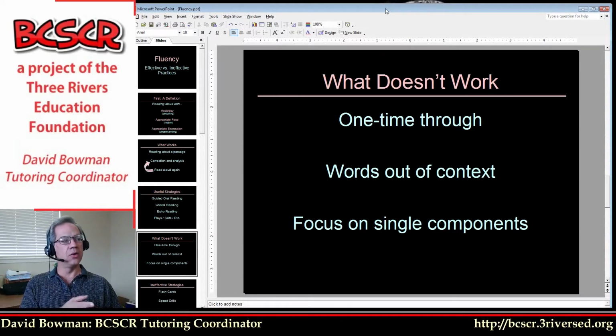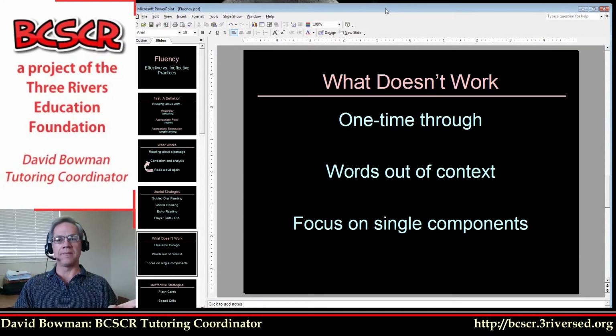So, what doesn't work? I've already alluded to these, but any kind of one-time-through reading is not going to get us that analysis, correction, and practice doing it right. If we are using flashcards or just looking at individual words, although that might help us with the decoding, it doesn't help us with the pacing, which is the rhythm, and it doesn't help us with the appropriate expression either. Words out of context, individual words, don't get us to improvements in fluency.